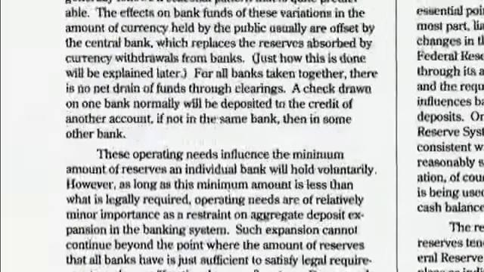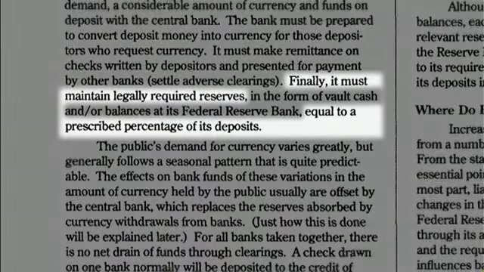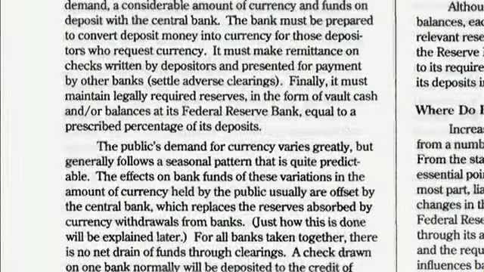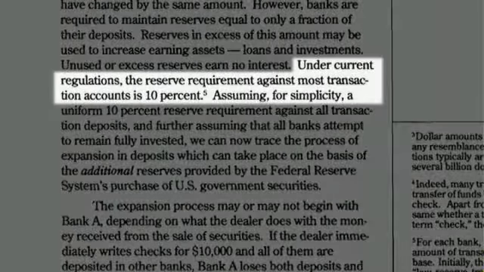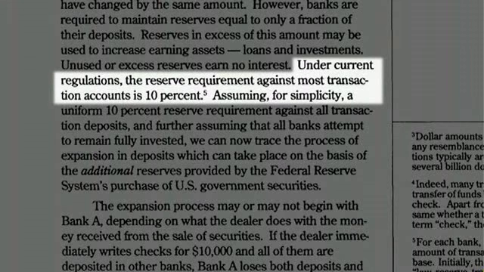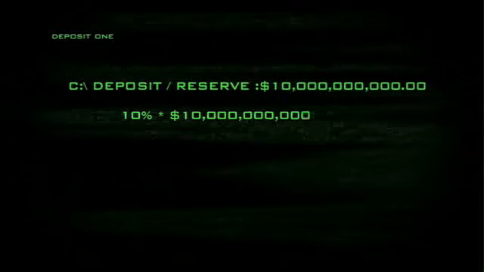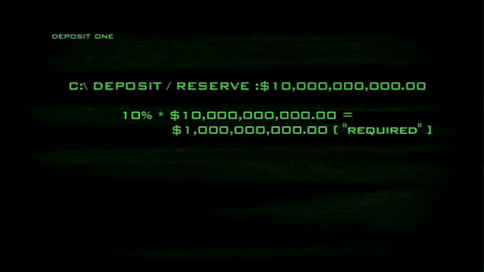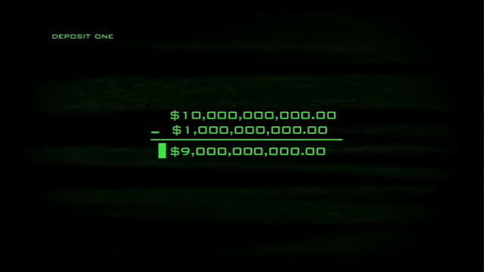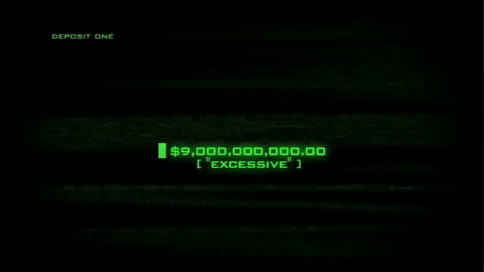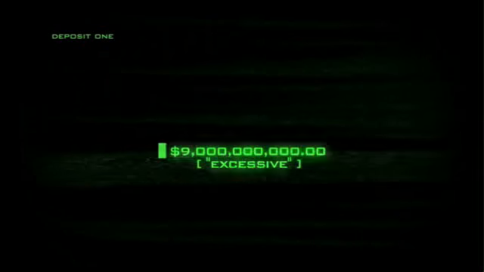A bank must maintain legally required reserves equal to a prescribed percentage of its deposits. It then quantifies this by stating, under current regulations, the reserve requirement against most transaction accounts is 10%. This means that with a $10 billion deposit, 10% or $1 billion is held as the required reserve, while the other $9 billion is considered an excessive reserve and can be used as the basis for new loans.